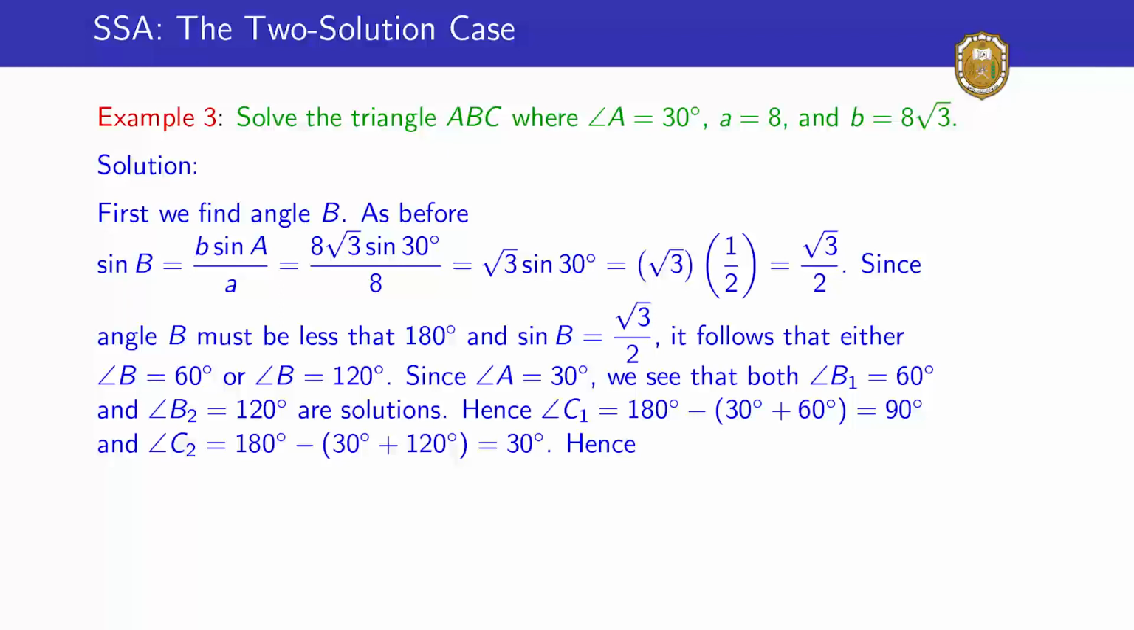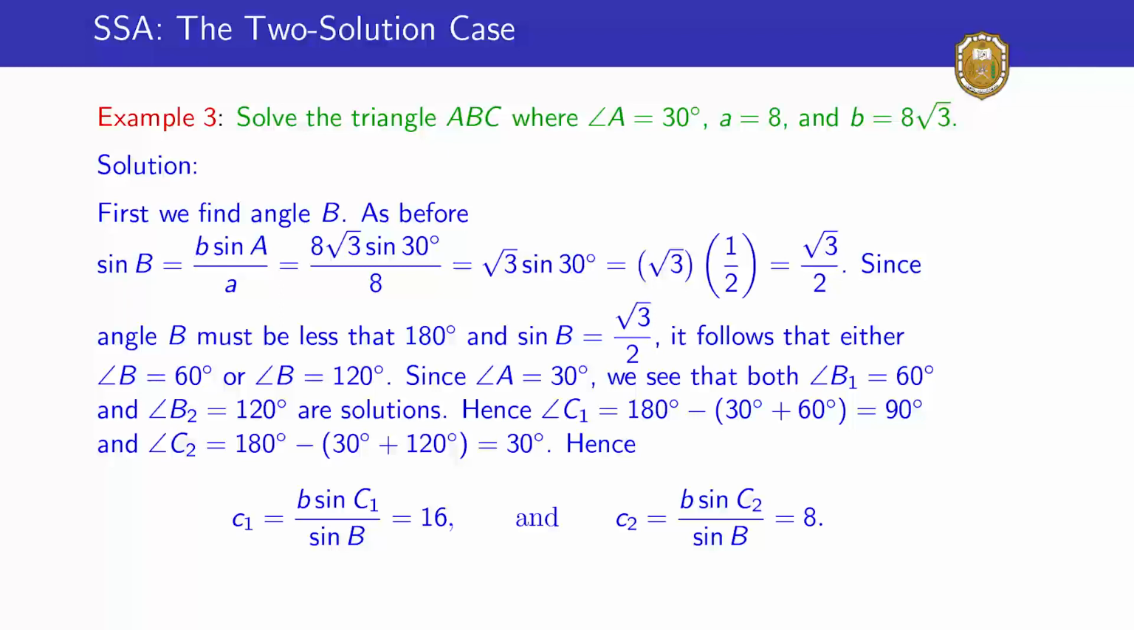In this case, angle C1, which corresponds to A and B1, will be given by 180 minus 30 degrees plus 60 degrees, which will be 90 degrees. And angle C2, which corresponds to A and B2, will be given by 180 degrees minus 30 degrees plus 120 degrees, and that will give you 30 degrees. Hence, c1, which is given by b sine C1 divided by sine B, will be equal to 16, and c2, which is b sine C2 divided by sine B, will be equal to 8.